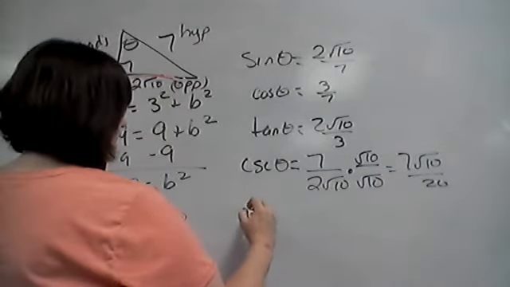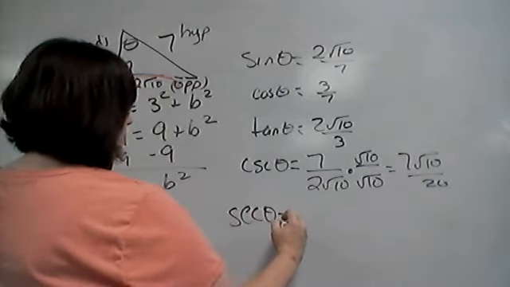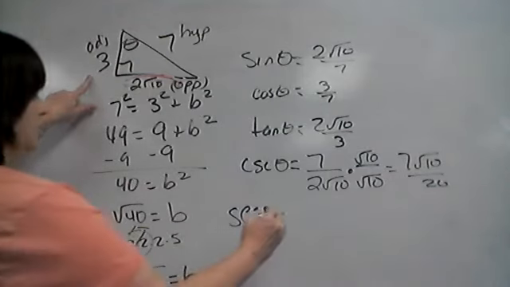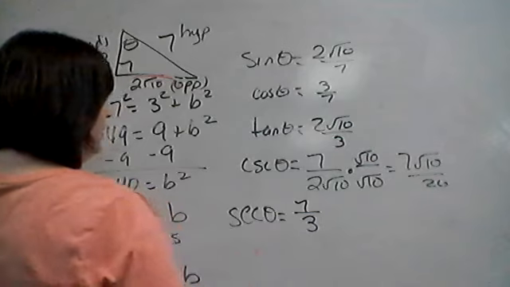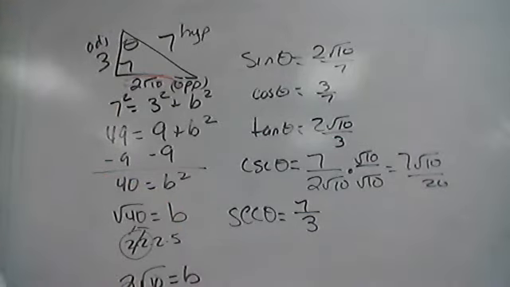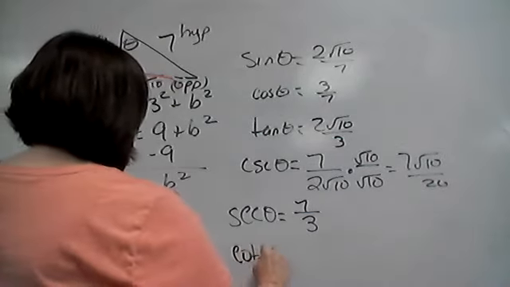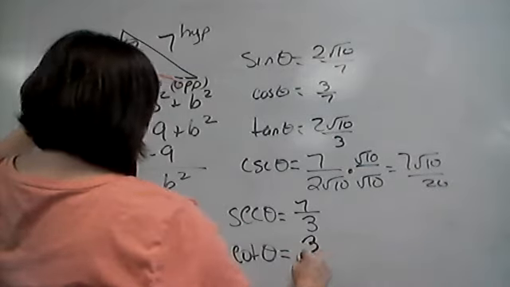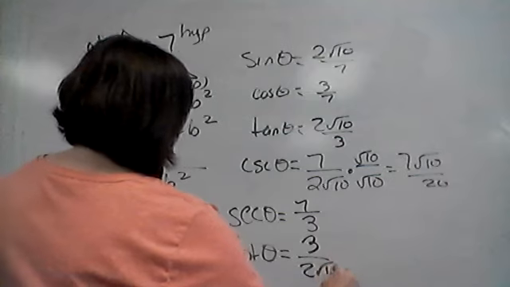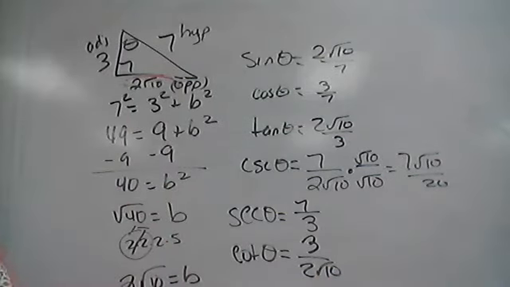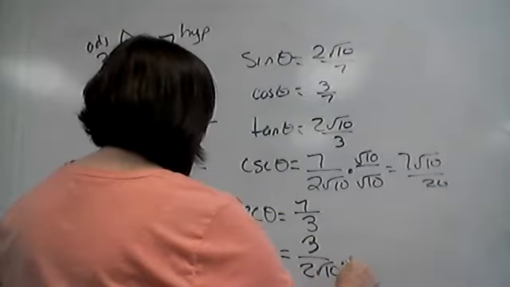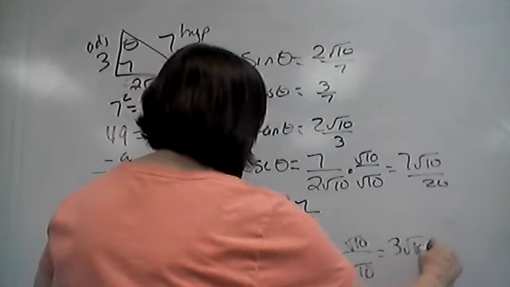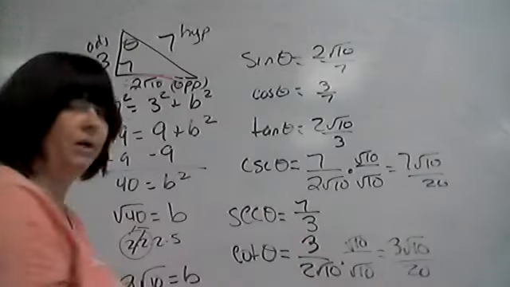All right, secant is going to be the reciprocal of cosine, so hypotenuse over adjacent, so 7 over 3. And the last one is going to be cotangent, which is going to be adjacent over opposite, so 3 over 2 root 10. And again, we never leave a radical in the denominator, so root 10 over root 10, so 3 root 10 over 20.